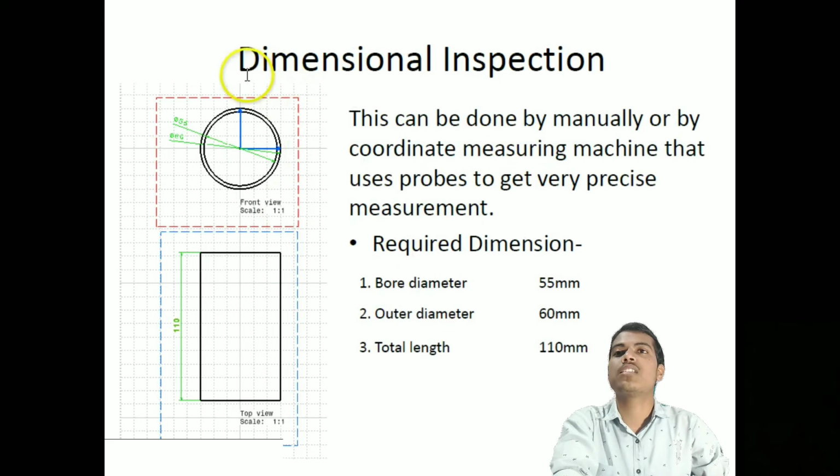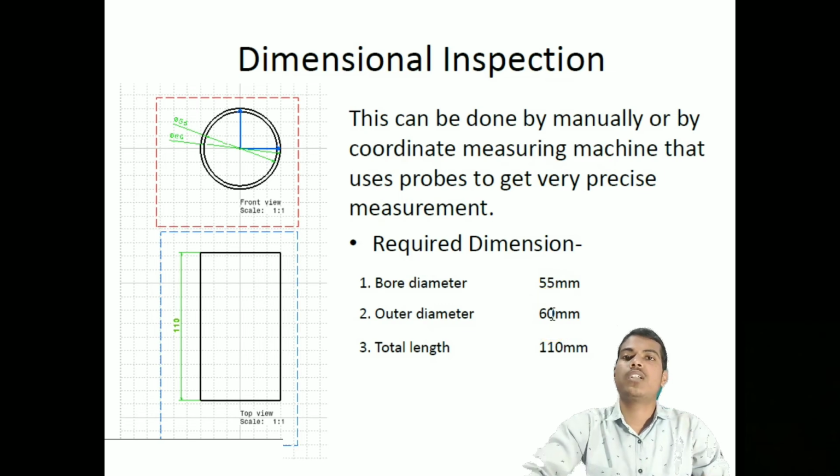The next is dimensional inspection. This can be done manually or by a coordinate measuring machine that uses a probe to get very precise measurements, like this. The required dimensions are: bore diameter 55 mm, outer diameter 60 mm, and the total length is 110 mm.